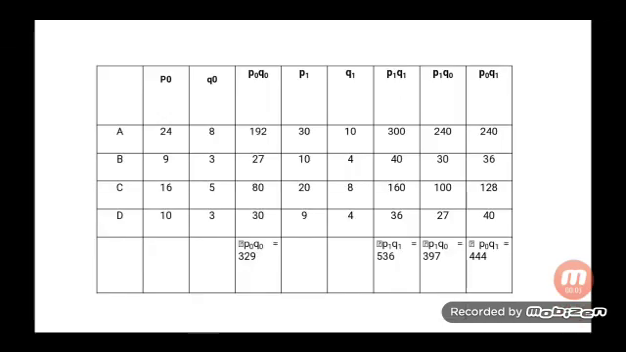Now first we will write the commodities A, B, C, D. Then we will write the values which are given in the question, that is the value of the P0 price of the base year, the value of the Q0 that is quantity of the base year, then P1 that is the price of the current year and Q1 the quantity of the current year. We will calculate P0 Q0 first.